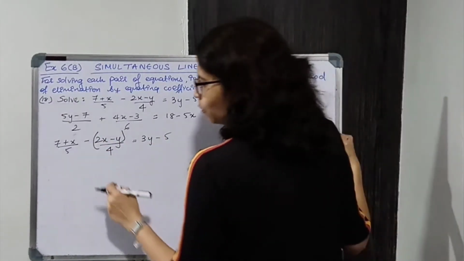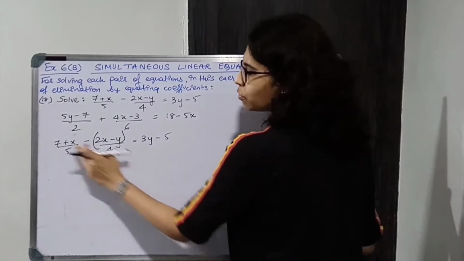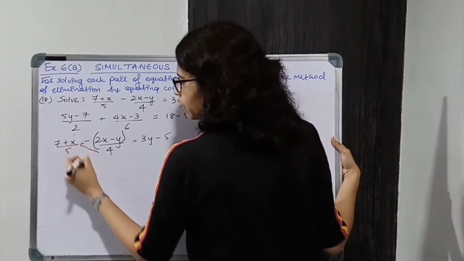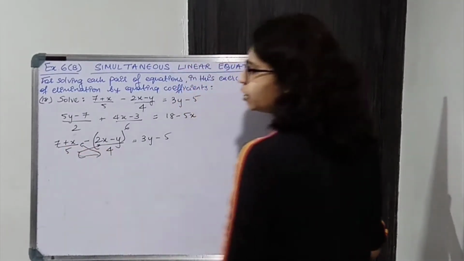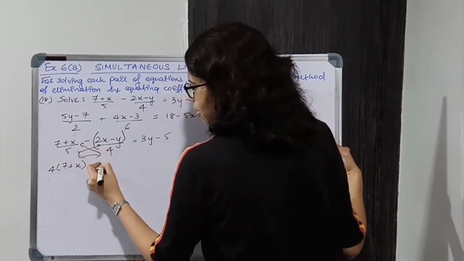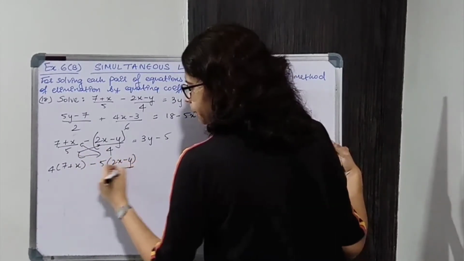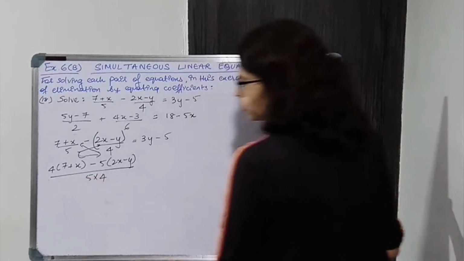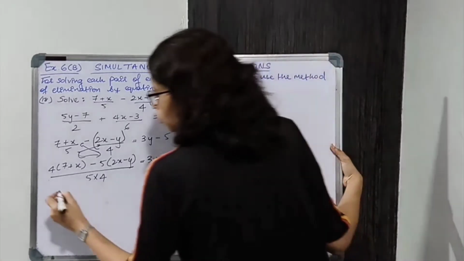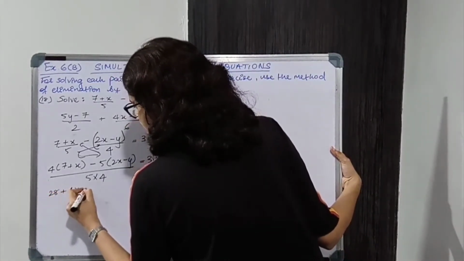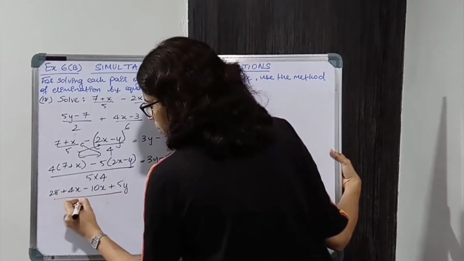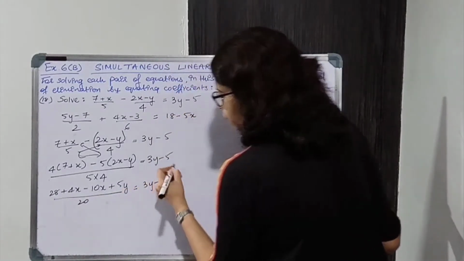Okay, now first we'll take LCM. Okay, so multiply this by 4 and this by 5. Basically I'm going to do crisscross method. Okay, so 4 I'll multiply by this, 5 I'll multiply by this, and then I'll multiply the denominators. So 4 into 7 plus x minus 5 into 2x minus y upon 5 into 4. Okay, it is like LCM only, is equal to 3y minus 5. So 28 plus 4x minus 10x plus 5y upon 20 is equal to 3y minus 5.